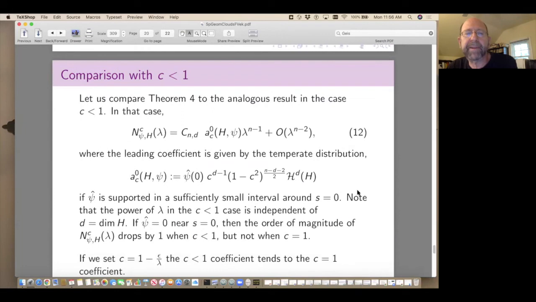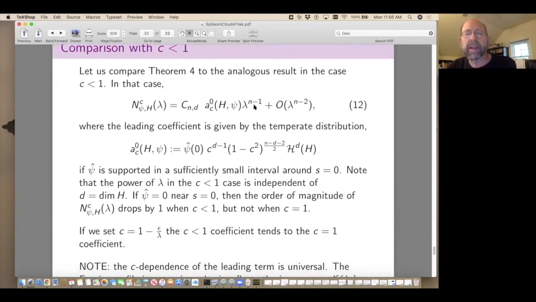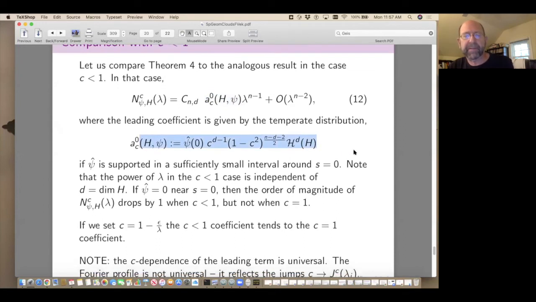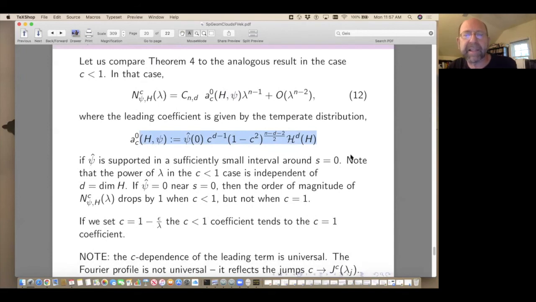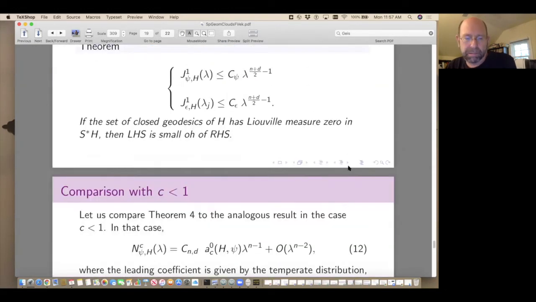So let's make a comparison. We got this one over here, which is basically the Hausdorff measure of h times psi hat of 0, lambda to the n minus 1. Here's the formula for the leading coefficient. And that's completely different from this coefficient over here. It's obviously a completely different nature.